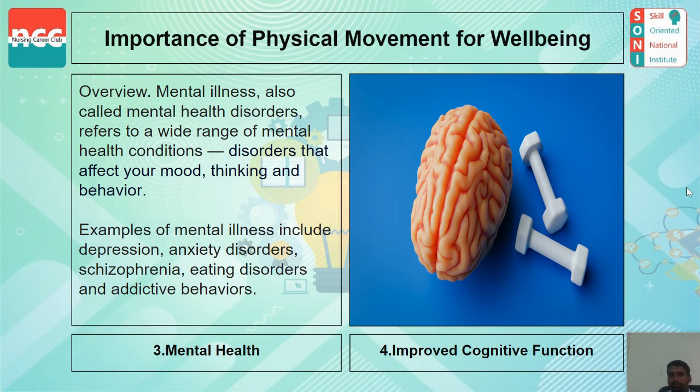Improved cognitive function. If we talk about improved cognitive function, this function is related to our sensitive organs and our nervous system also. And this cognitive function plays a crucial role in our nervous system, and our nervous system is related to our brain, and this nervous system sends messages to the brain. If we have any injury, then our nervous system sends a message to our brain. This is all about improved cognitive function.